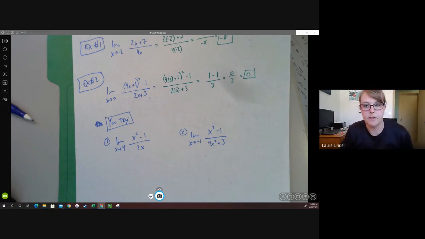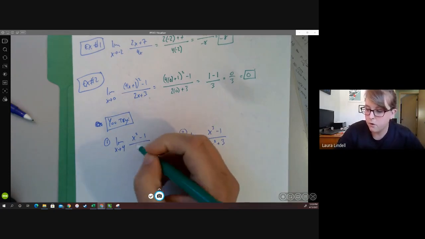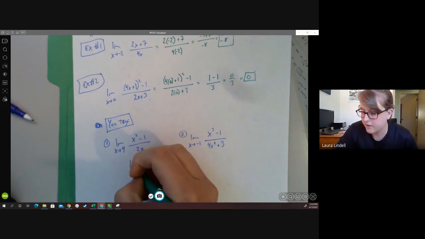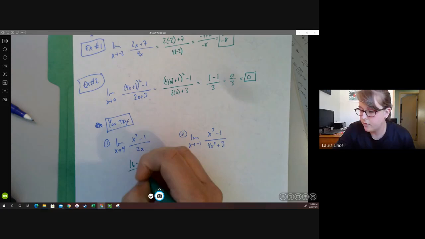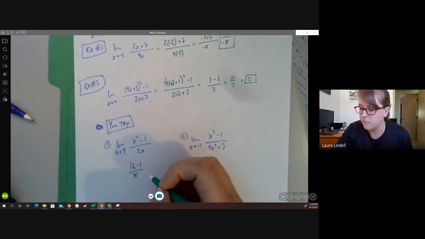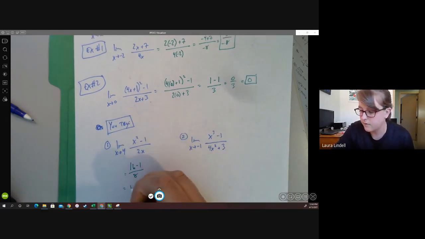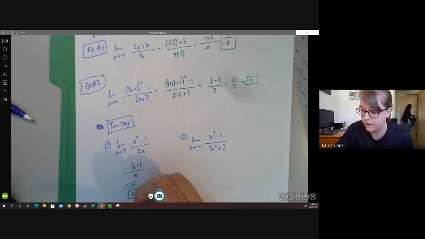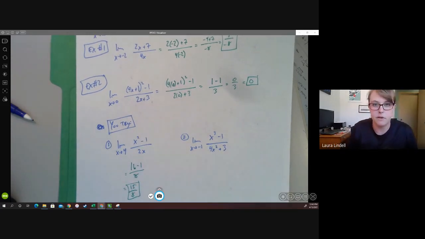All right, a couple people think they have it so far. For the first one, we're making sure we plug in 4. 4 squared gives us 16. 2 times 4 is 8, so we get 16 minus 1 over 8, which is 15/8, and you can just leave it like that. Some people like you to put it as a mixed number, but really that's the lowest form of the fraction, so that works.